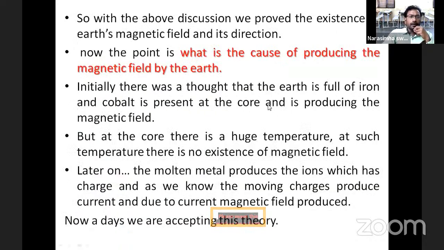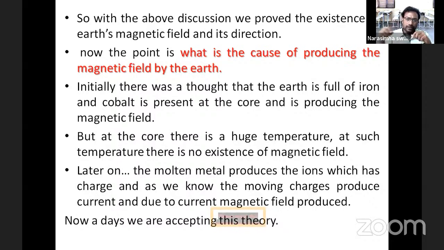With the above discussion, we proved the existence of Earth's magnetic field and its direction. See, what is our title? Earth as a magnet. So we have proved with what we have discussed so far that Earth has a magnetic field. Now the question is what causes the magnetic field, that is, how the Earth behaves like a magnet. We also identified the north and south directions.